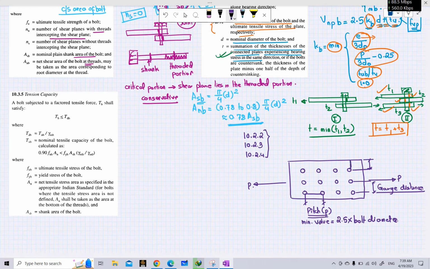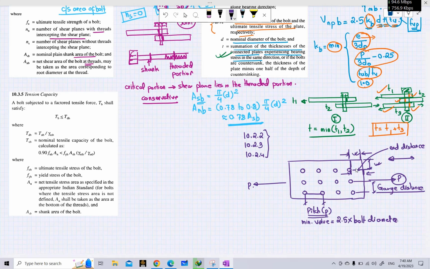Either this distance or you may also consider this distance here. What are these two distances called? If we consider the distance from the center of the bolt to the adjacent edge of the plate in the same direction of the force, that means the force is acting here in this direction, this distance is known as end distance.